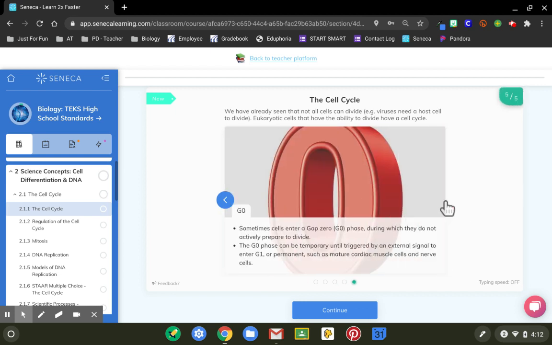Within the mitotic phase, there's a gap zero phase. It's where they don't actively prepare to divide, so they're kind of like frozen. It can be temporary until triggered by an external signal to enter G1, or permanent, such as mature cardiac muscle cells and nerve cells. So once mature cardiac muscle cells and nerve cells have reached maturity, they enter this G0 phase or gap zero phase where they don't prepare to divide anymore. They've reached max.